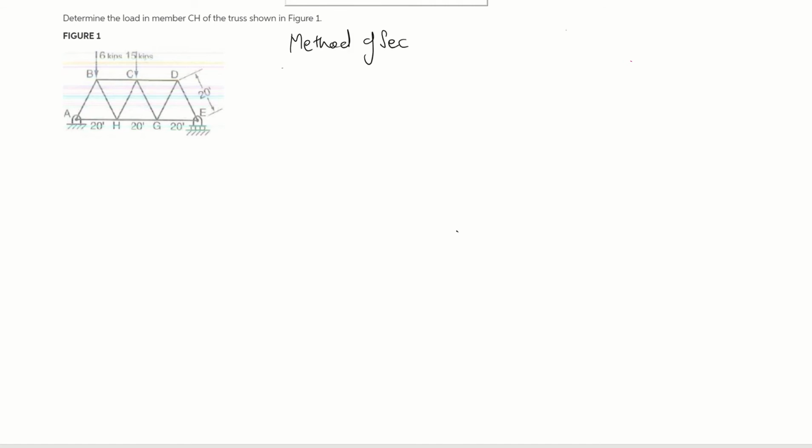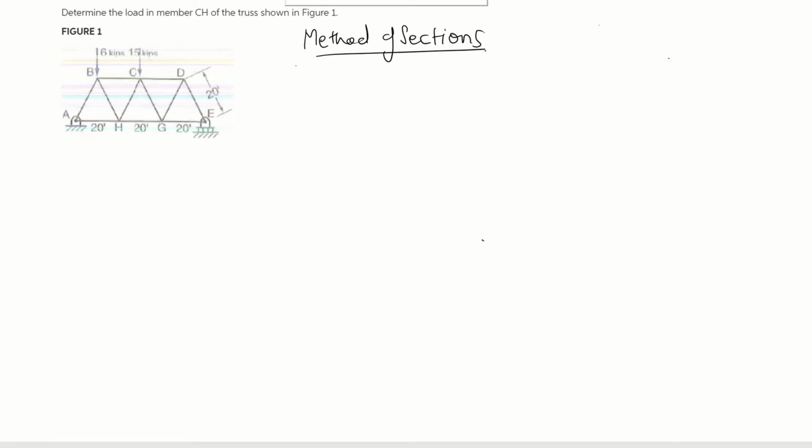Basically this method is used when we have to find the load in the middle of a truss. So in this case, this is a perfect example of that. I wanted to find the load in member CH. I don't want to find the load in this member, this member, or this member.